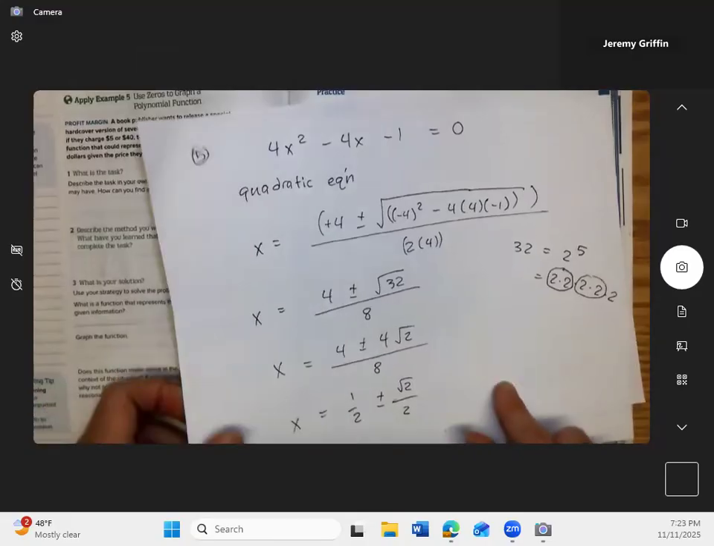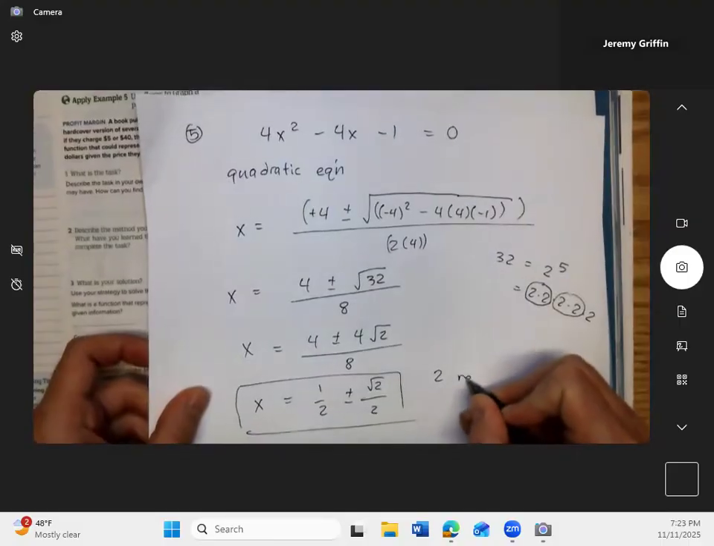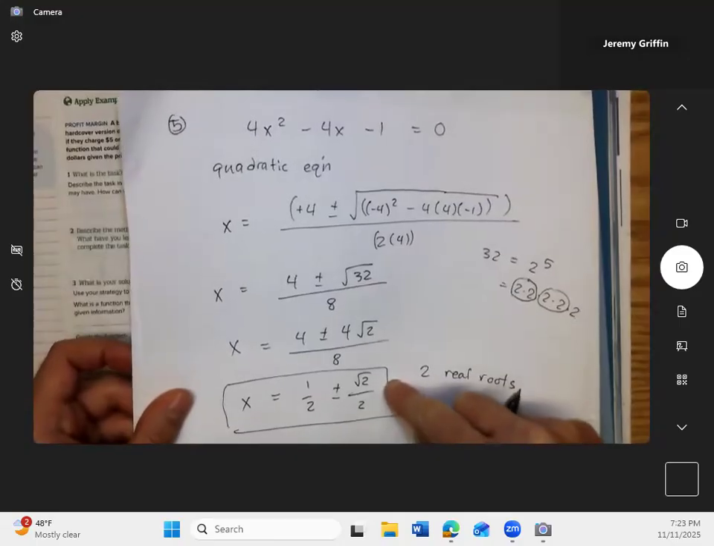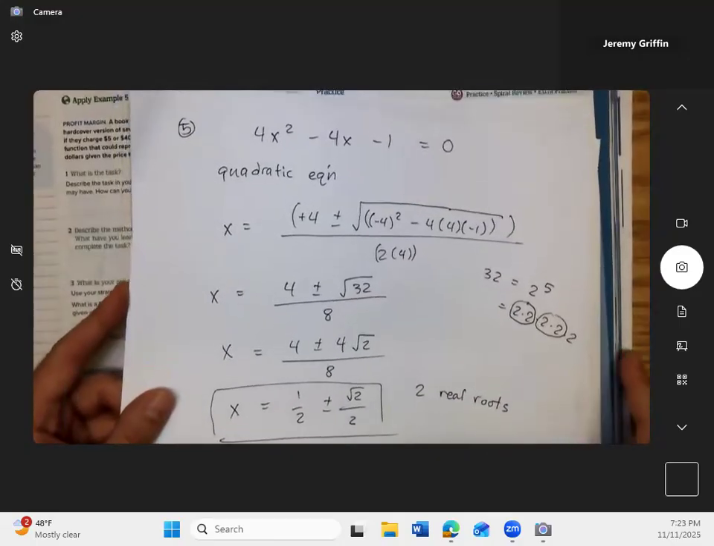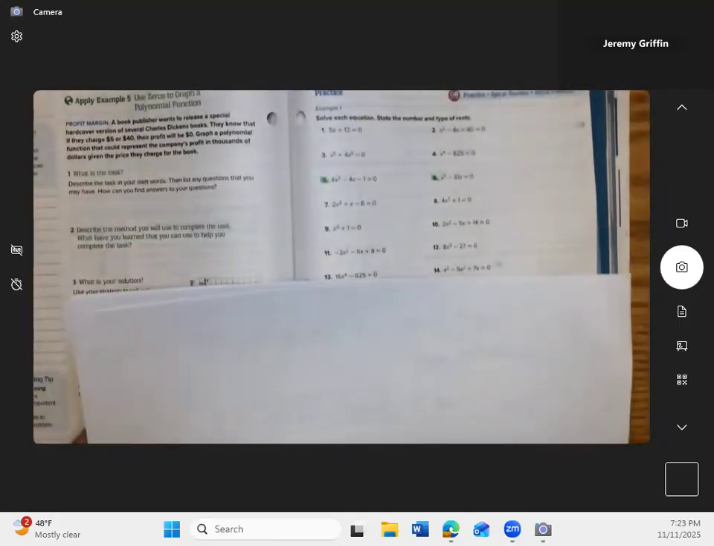They got exactly the same thing I got. So there are 2 real roots. They'll be irrational because the square root of 2 is a non-repeating decimal that goes on forever. But there's nothing imaginary. There are no i's, no square roots of negatives, nothing like that. So we got two real roots on that.